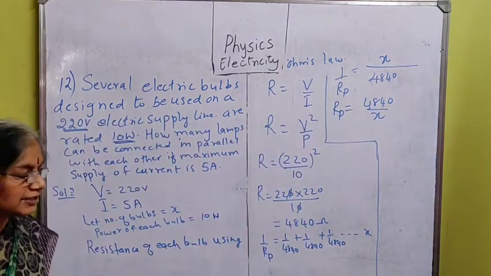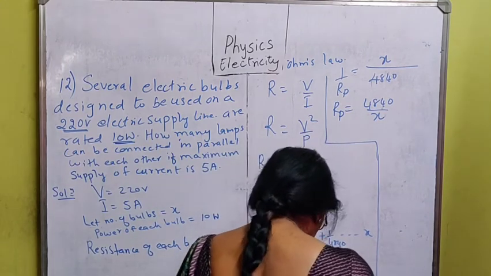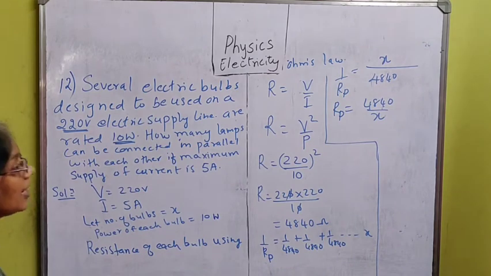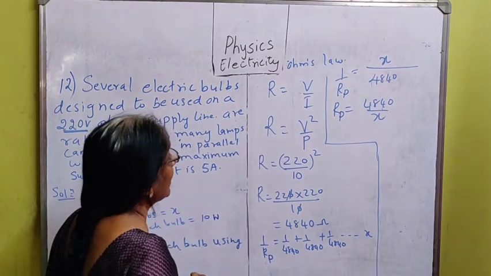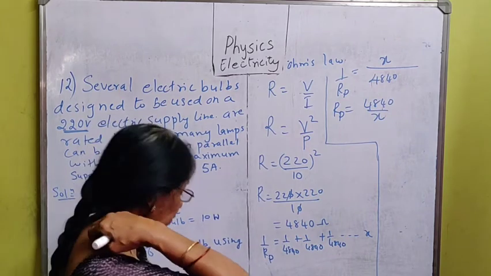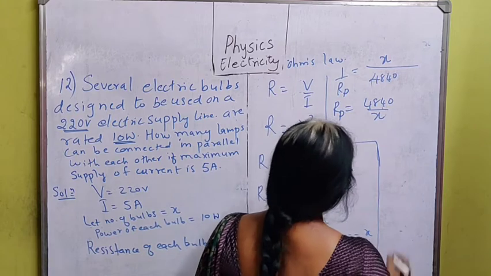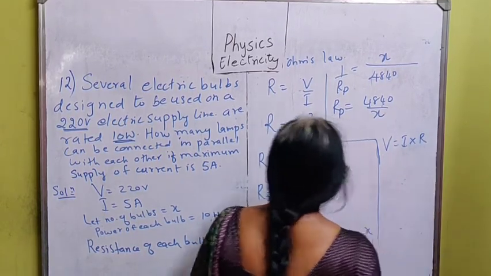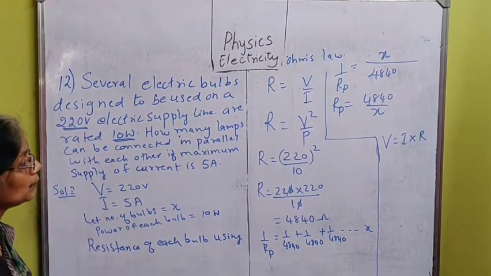So how much did you get? Rp is equal to 4840 by x. Now what do we have to find out? Now we have to find out the number of bulbs. So we know that R is equal to V by I, so V is equal to I into R. That formula we will take here. Last time also we used the same formula. We will substitute the values now.